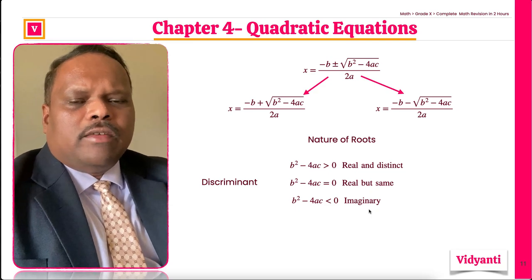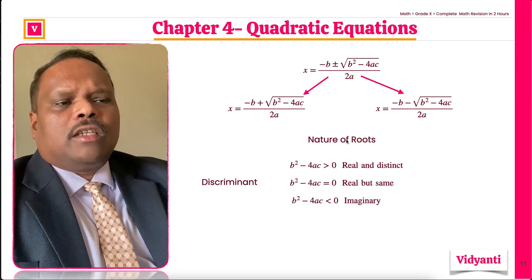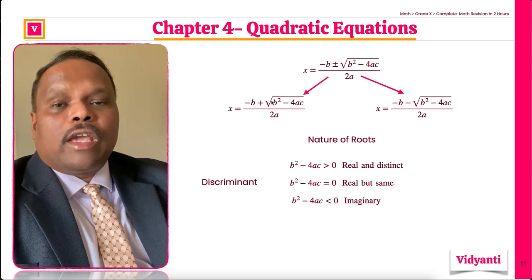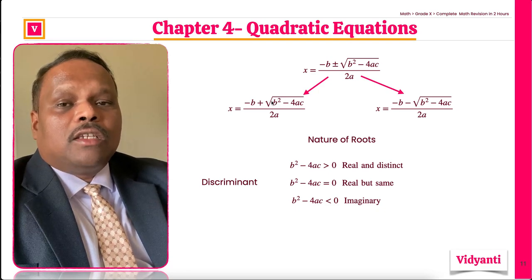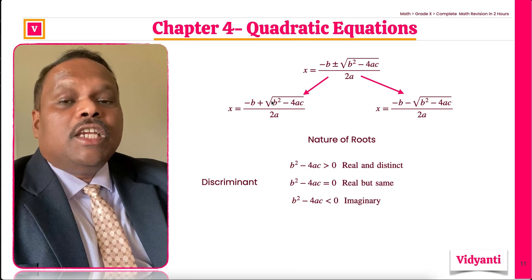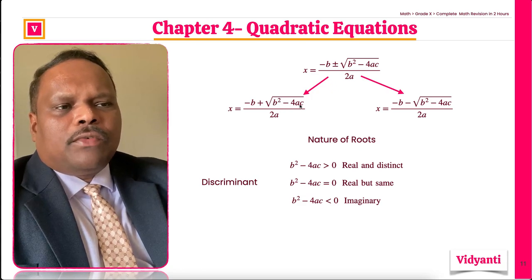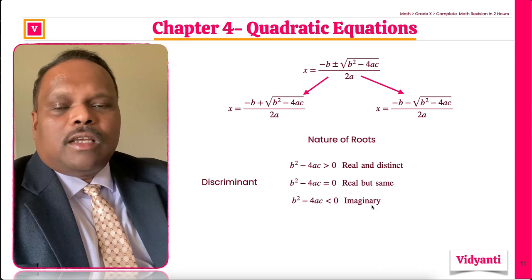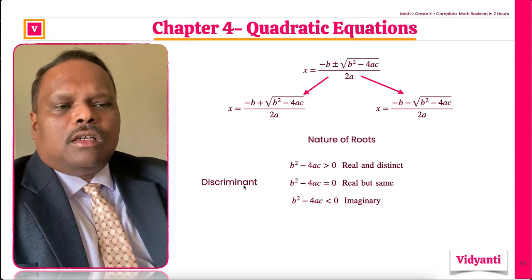So in that case, they will not ask you to process further. If they ask you just the nature of the roots, calculate what is under the square root. You don't even have to calculate the square root, because they are not asking you the exact answer, they are asking you the nature. The nature is defined by what is under the square root, and that's all. You have three scenarios and these are the three situations. Discriminant is b square minus 4ac.